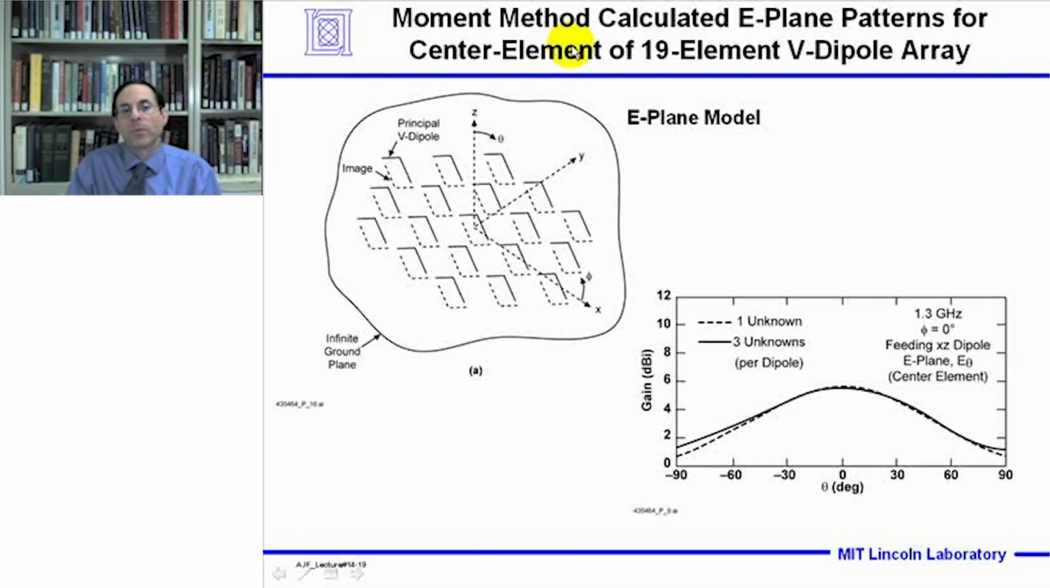First, we show the moment method calculated E-plane patterns for the center element of a 19-element V-dipole array. This is the E-plane model, and what we want to show here is that one unknown is a good approximation for the radiation pattern over plus or minus 60 degrees. So we're comparing one unknown to three unknowns, and there's very little difference over the 120-degree field of view of this antenna for the E theta polarization.